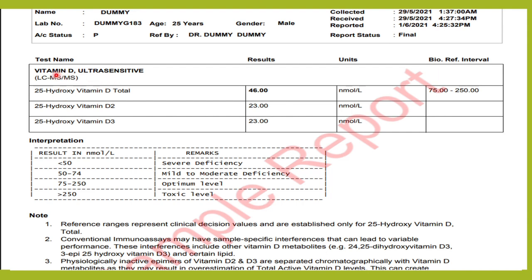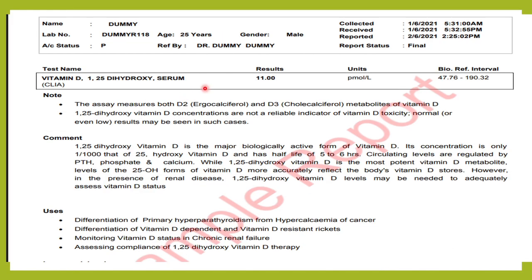Okay, so here they have calculated the 25 hydroxy vitamin D, then there is D2 as well as 25 hydroxy vitamin D3, and they have made it as 25 hydroxy vitamin D total. Okay, so now this is another report wherein they have estimated 1,25 dihydroxy vitamin D or calcitriol.